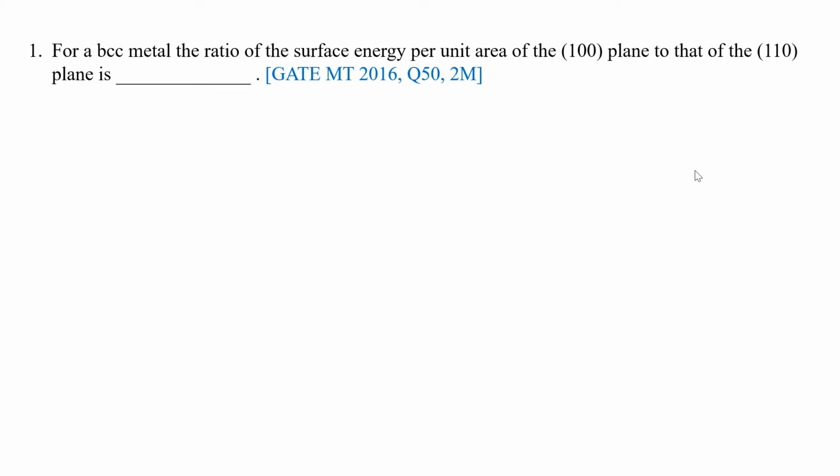So the first question that we will be discussing today is: for a BCC metal, the ratio of surface energy per unit area of the 100 plane to that of the 110 plane is dash. This was asked in GATE Metallurgical Engineering 2016 for 2 marks. So for this question, we need to be familiar with the surface energy per unit area equation. And once you know the equation, you will be able to substitute the corresponding values for the 100 plane and 110 plane and then find out their ratio.